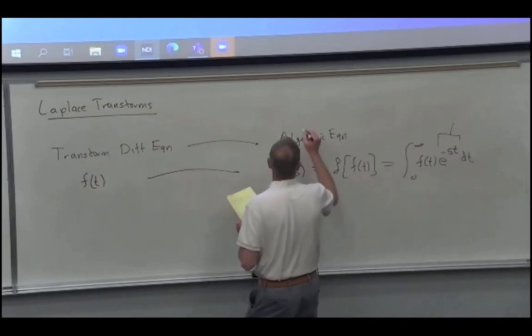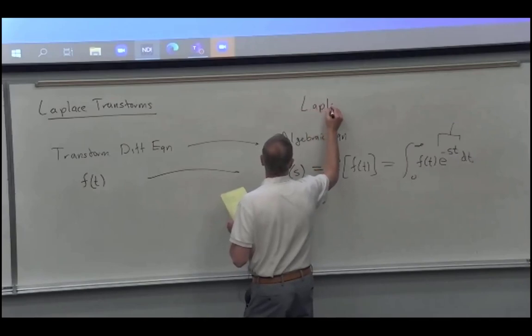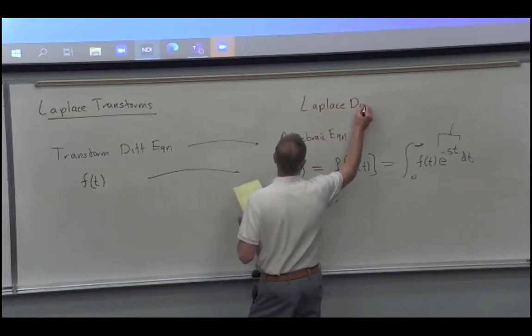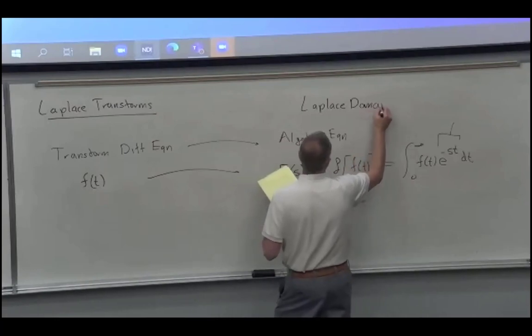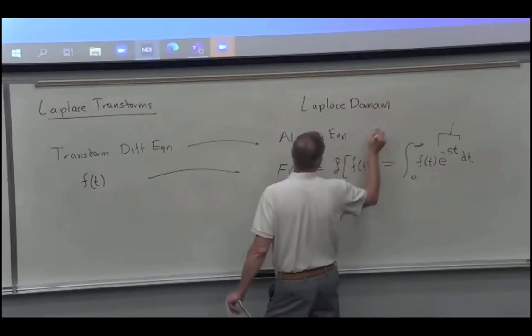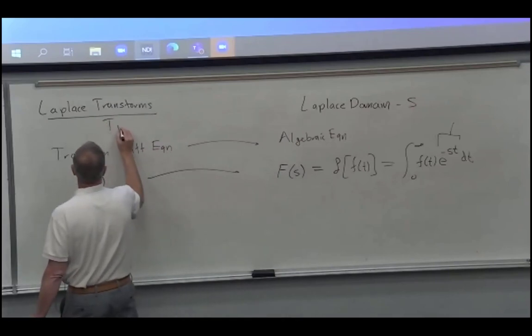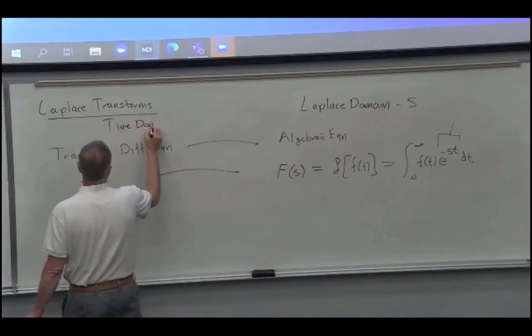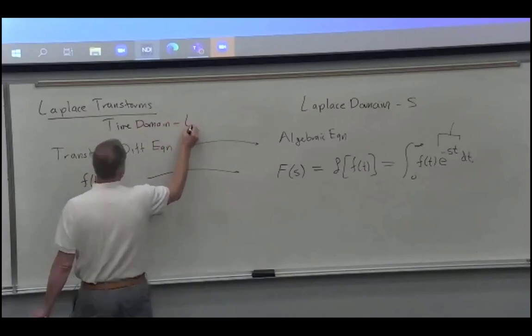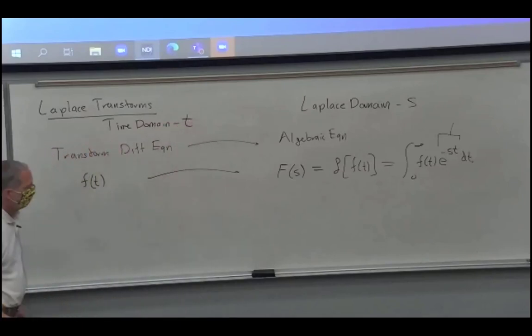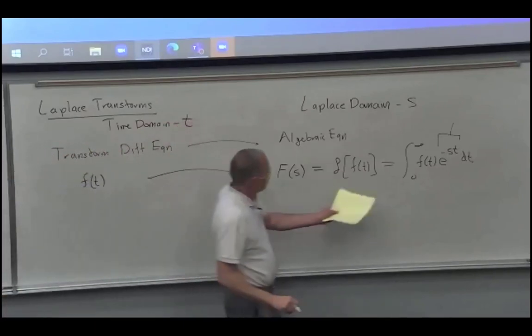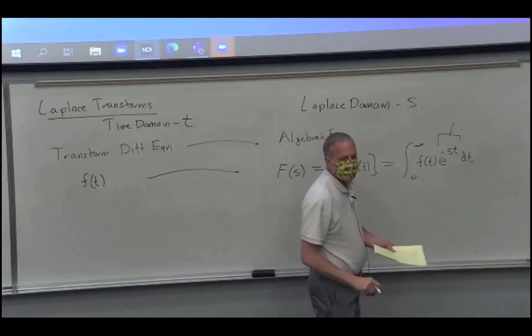This side is called the Laplace domain because your variable is S. And over here, it's called the time domain because your variable is t. Because the integration gets rid of the t but replaces it with an s. That's an unknown.